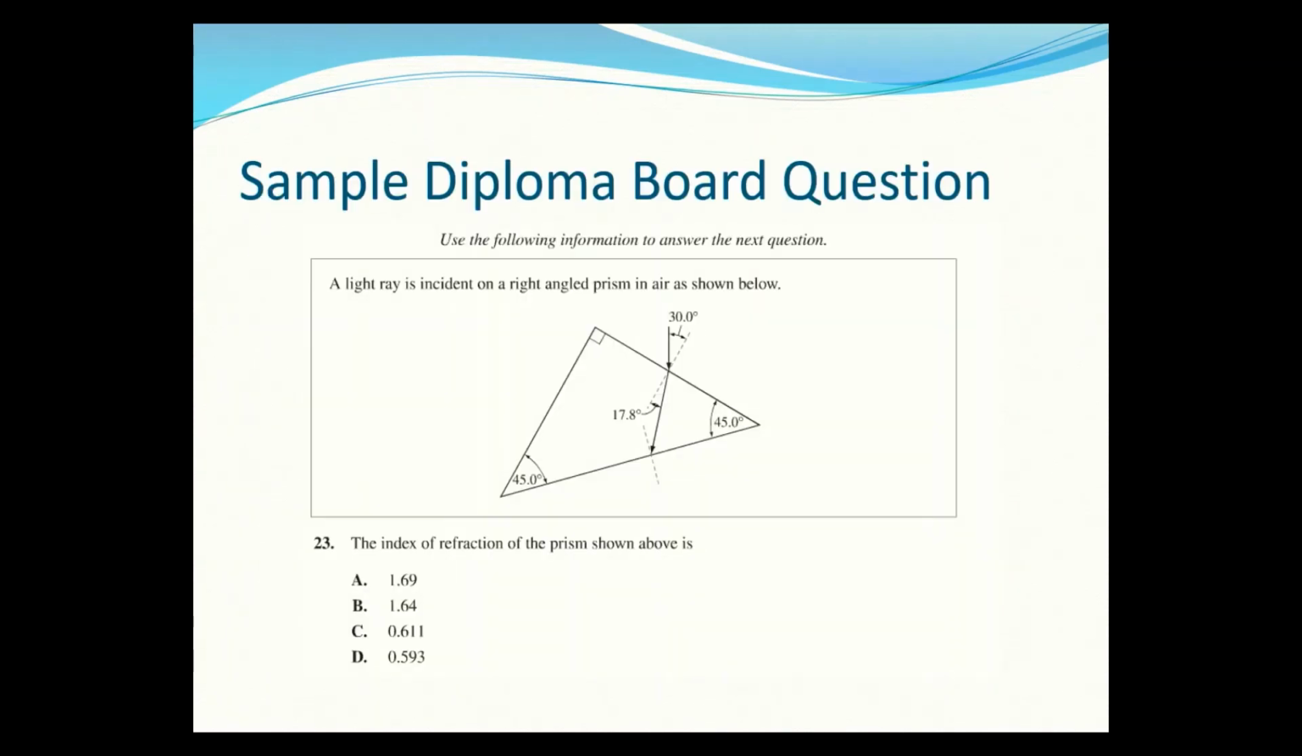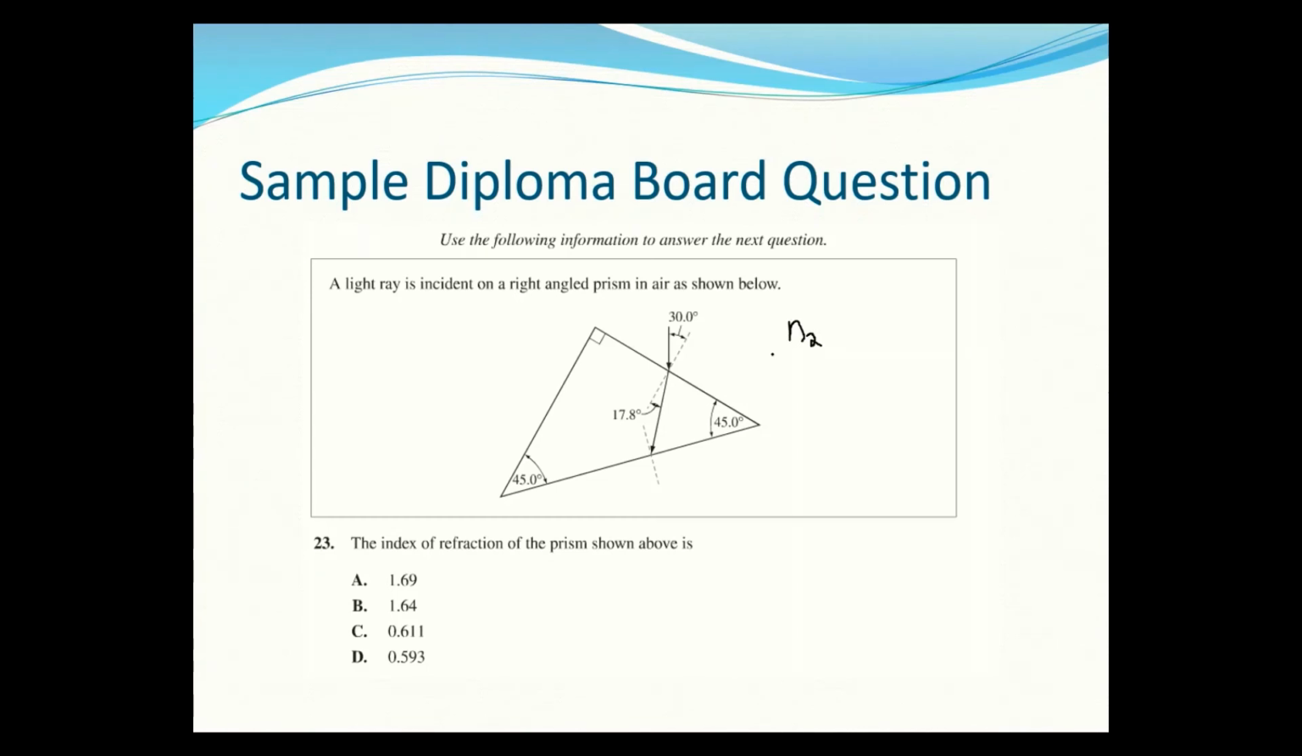Hey, I thought I'd go through these sample diploma questions and post them. So here we are. A ray of light is incident on a right angle prism and air as shown below. The index of refraction of the prism is... Okay, so we know about air, right? Air is always one. And we have the angles here. So we want to find the index of refraction of the prism.